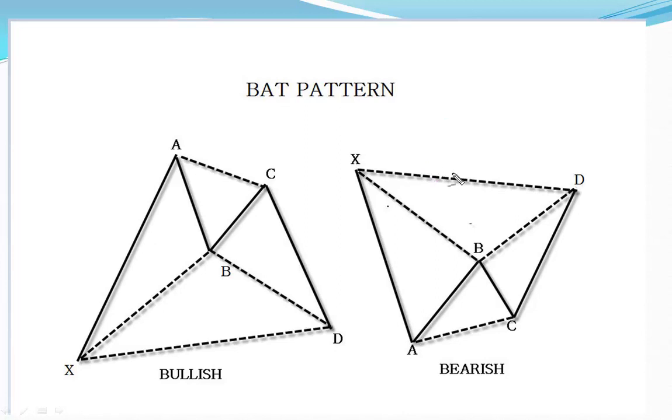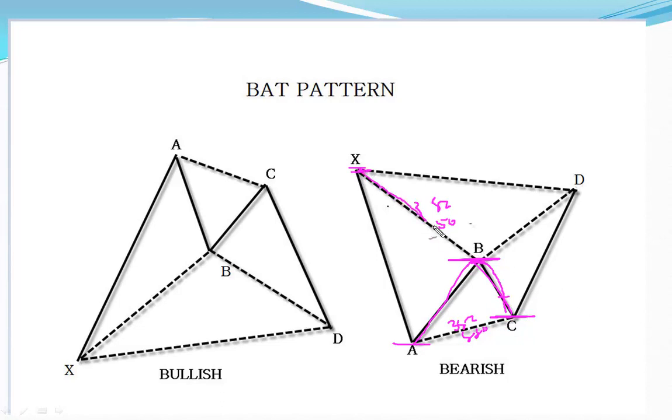Now the bat pattern is similar to a Gartley pattern in that this X down to A up to B is a 382 to 550 retracement, and that should stop it right there. On the way back down, it should hold a 382 to 886 retracement of that market swing up. So from A to B down, you can get a 382 to 886 retracement of that swing.